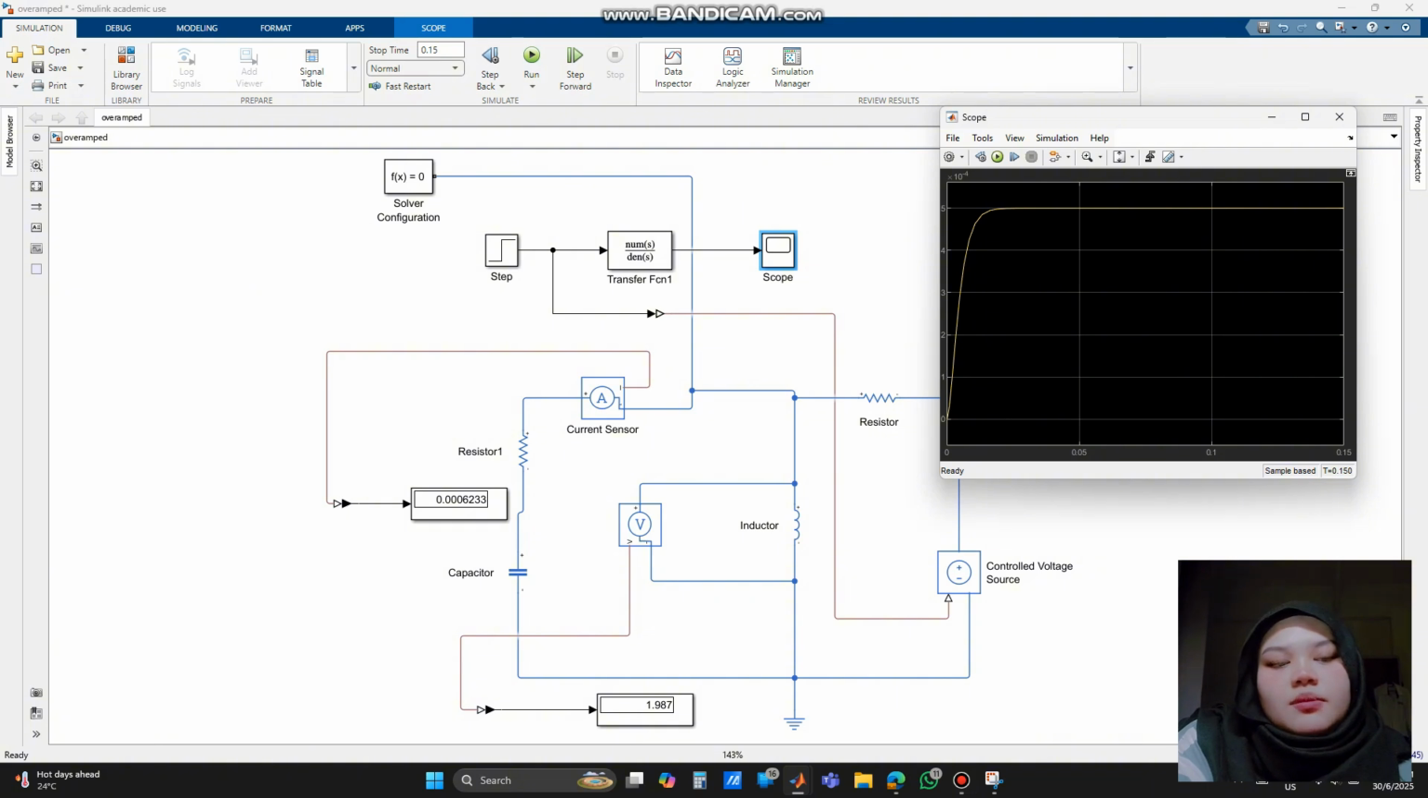At the end of the simulation, the current display was 0.06233 ampere, and the voltage across the inductor was 1.987 volt. This small value shows that the system is reaching steady state slowly, and there was no overshoot or oscillation in the waveform. This result matched the expected behavior of an overdamped response.